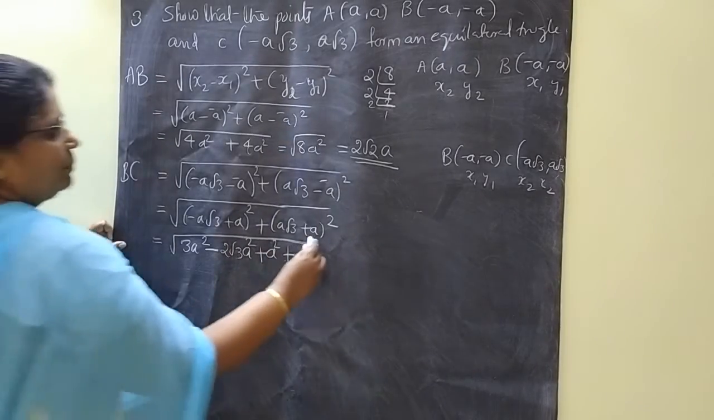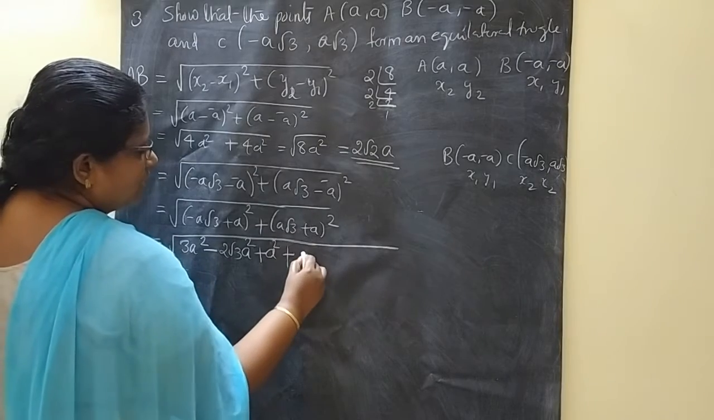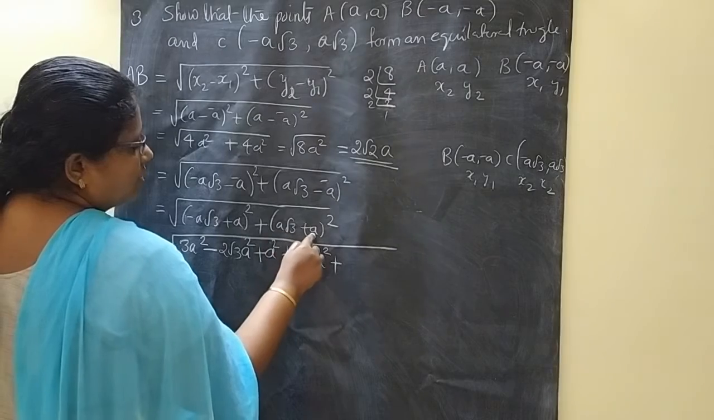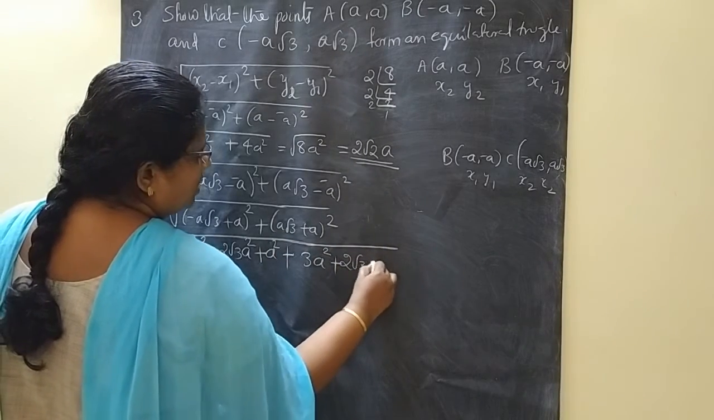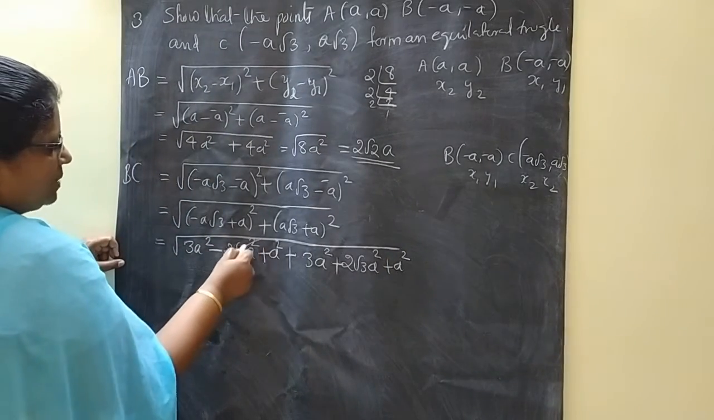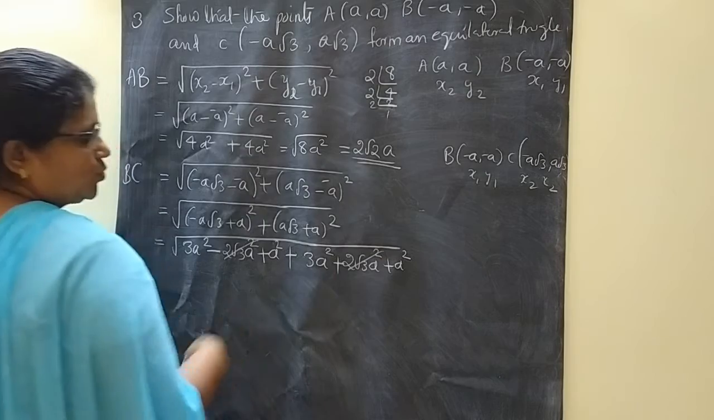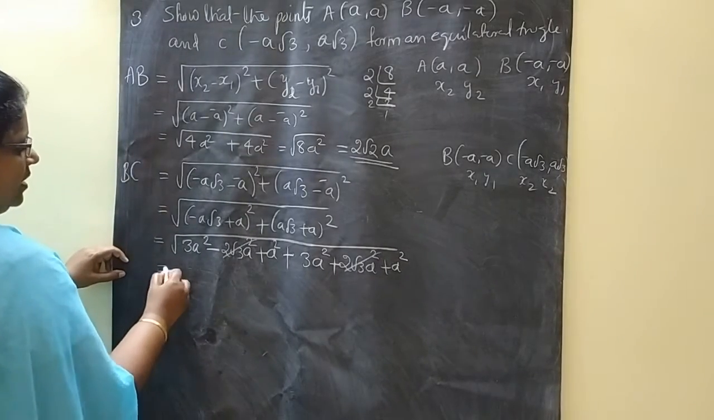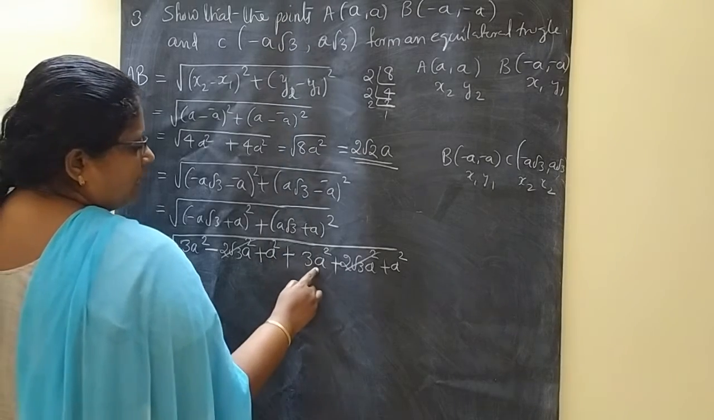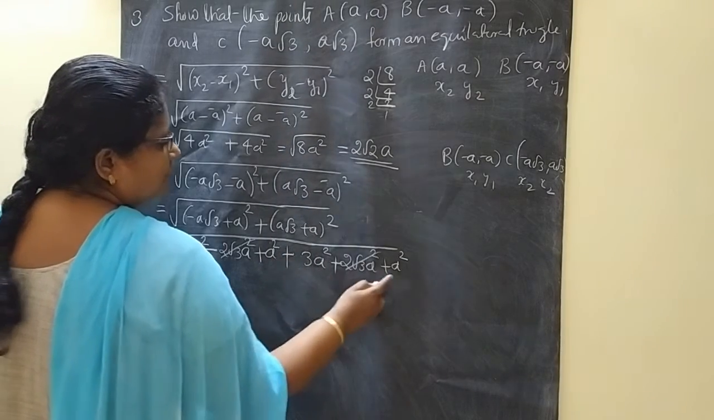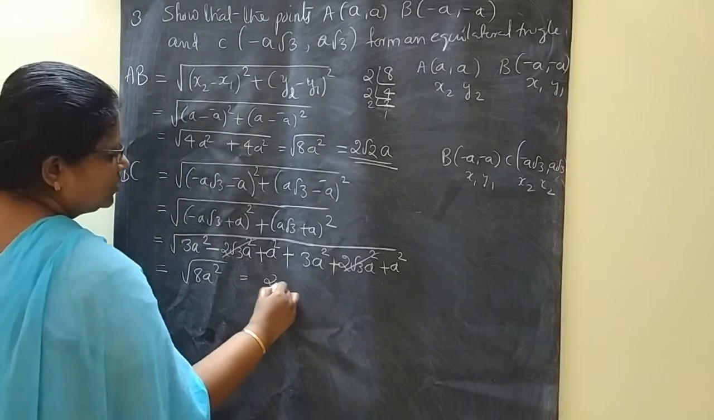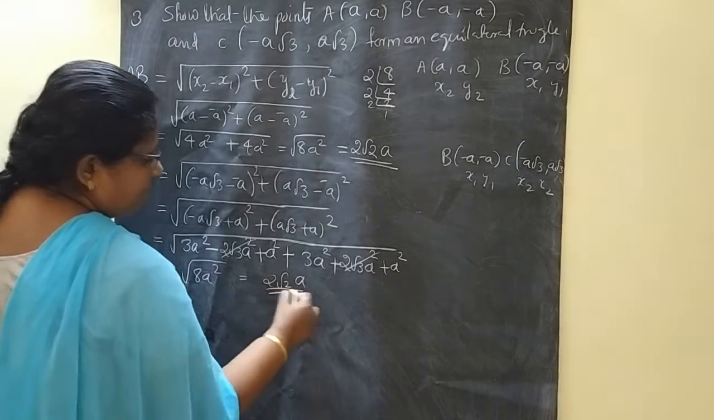Now, plus A root 3 whole square is 3A square, 2 into A root 3 into A is 2 root 3 A square, plus A square. So here this minus 2 root 3 A square and plus 2 root 3 A square we can cancel. Now we are getting 3A square plus A square, 4A square, plus 3A square, 7A square, plus A square, root of 8A square, which is equal to 2 root 2 A.